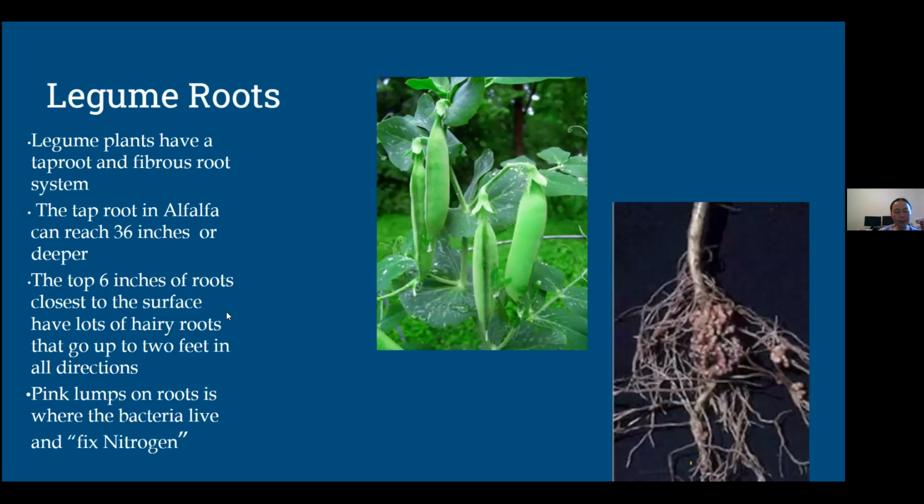So legume roots are kind of fun. They're very deep, and can reach 36 inches deep. The top 6 inches of the roots closest to the surface have lots of hairy roots that go in 2 different directions. Here's an example of what they look like. The pink lumps on the roots are where the bacteria live, and that's what fixes the nitrogen. That's what gives them their nitrogen fixing properties.